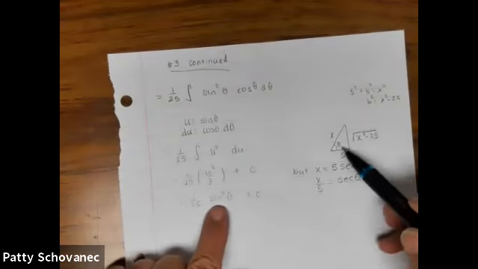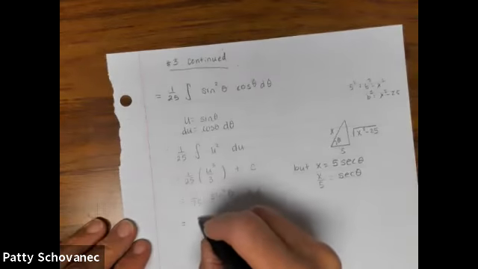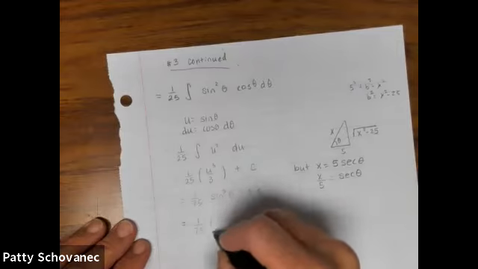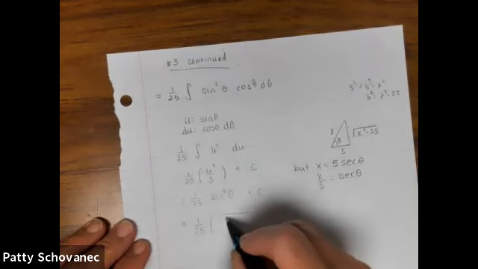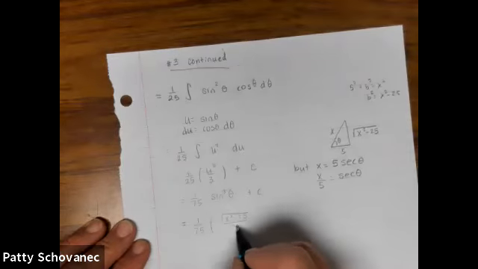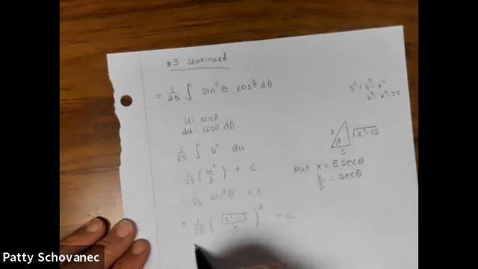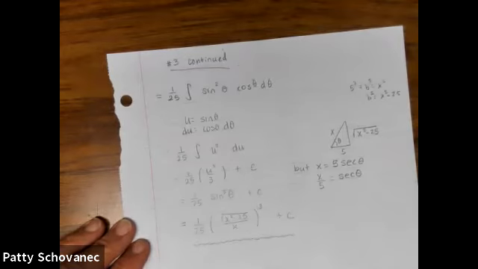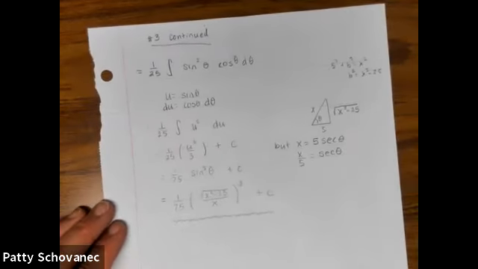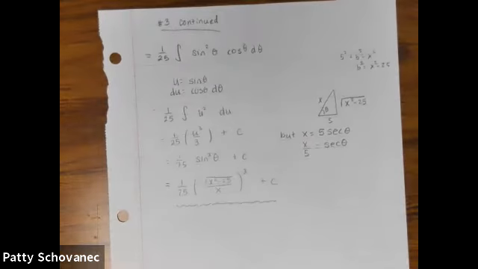Now, the sine is opposite over hypotenuse. So opposite is the square root of x squared minus 25. Hypotenuse is x. And then I've got to put the cubed on it. And there's our antiderivative. Okay, so we've got 3 more to go here.